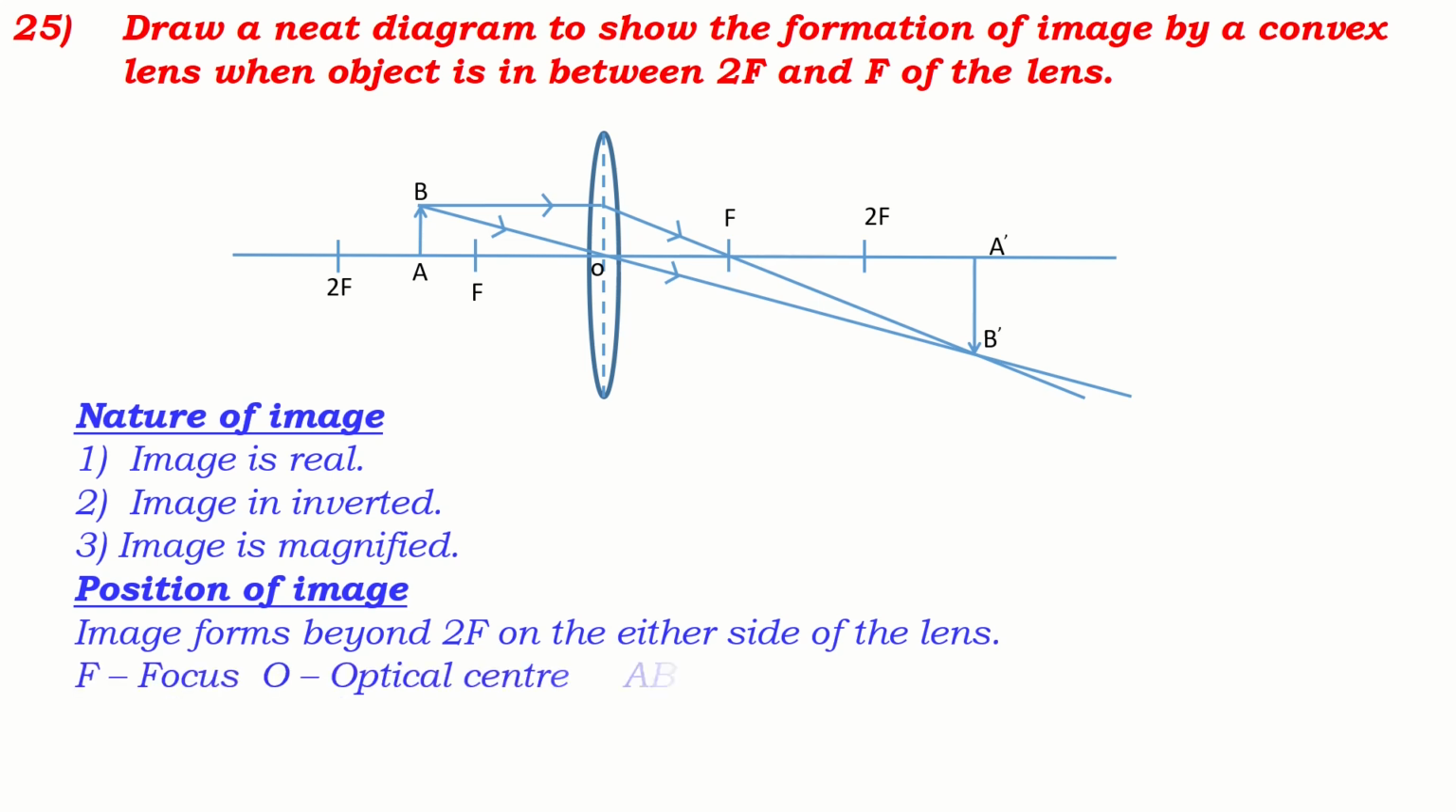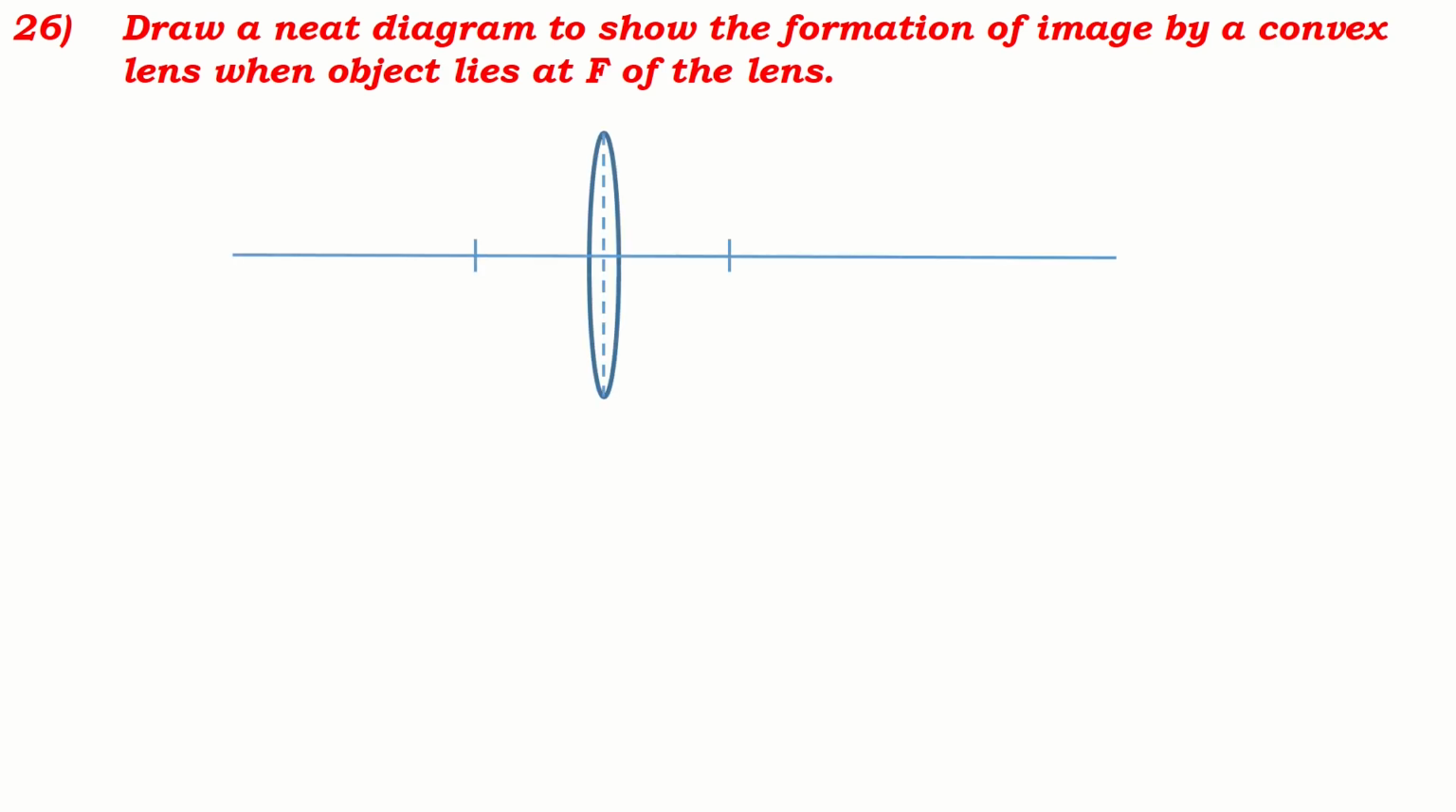Now, the meaning of the symbols used in the diagram: F is the focus, O is the optical center, AB is the object, A dash B dash is the image. Next: draw a neat diagram to show the formation of image by a convex lens when the object lies at the focus of the lens. We can draw the lens, bisect it, mark the focus and then 2F, and then the optical center. Same thing for each of the diagrams.